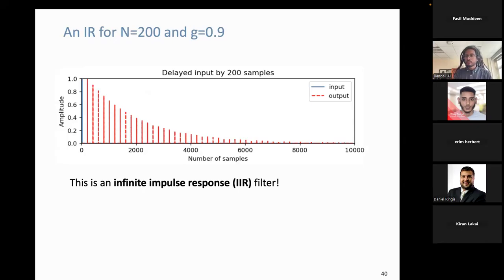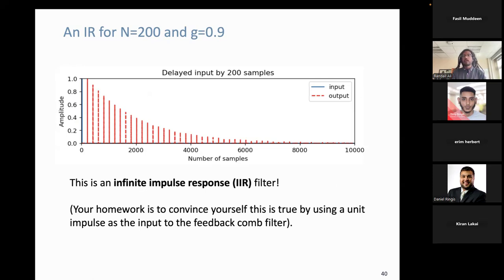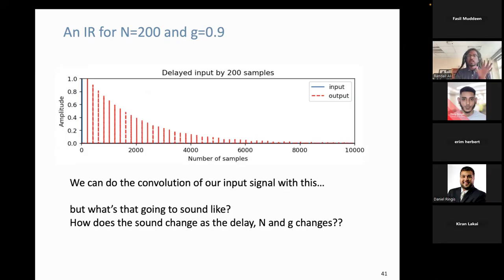And because of this recursive structure, what you do have now is in fact an infinite impulse response filter. And that's because of that feedback mechanism that you have going on. I want you, as homework, to convince yourself that this is true by using those basic equations and looking at what the impulse response is to that system. But with this, we can ask ourselves the same exact questions: what is the output going to sound like for some input? And how is that going to change with delay N and g?